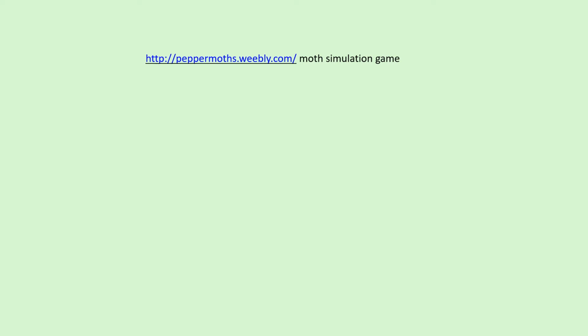Here is a simulation where you can look at exactly how natural selection affected the peppered moth. So obviously when the tree bark is brown with moss, the light version of the peppered moth has got the selective advantage. But if the tree bark is covered in soot, then it's the melanic form that will have the selective advantage. And this is due to the camouflaging.